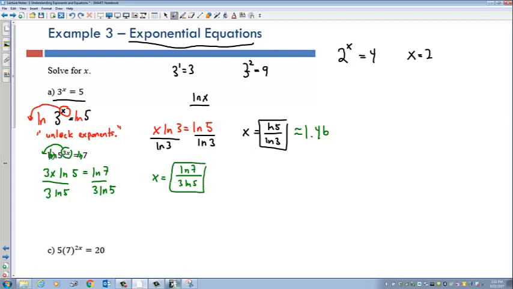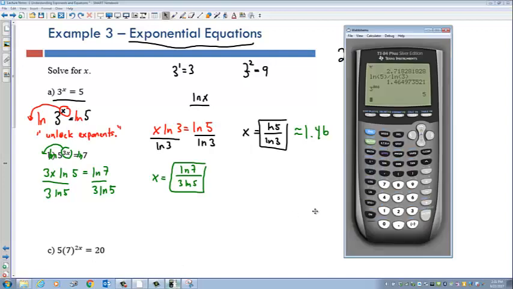You can test it with your calculator, but be careful. When you test this with your calculator, you have to hit ln of 7 in parentheses, divided by, and here's where you have to be very careful. You can't just type 3 ln of 5, otherwise it'll be wrong.